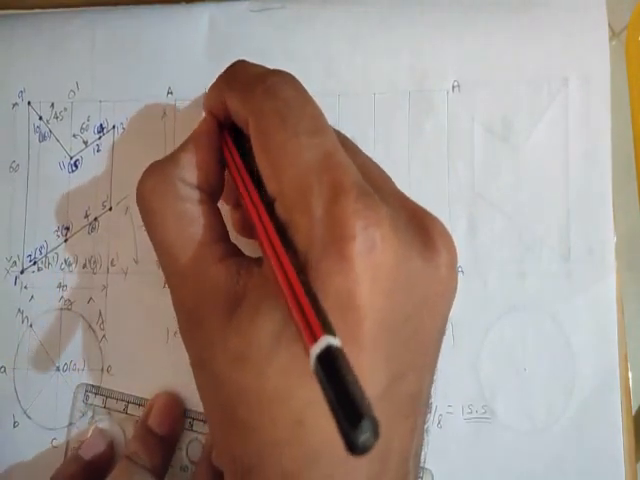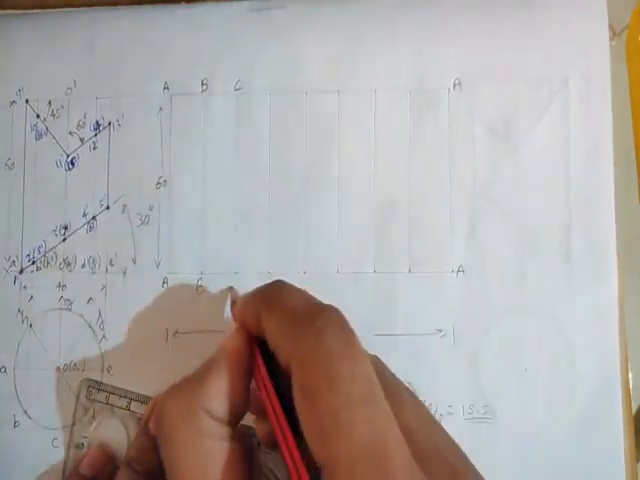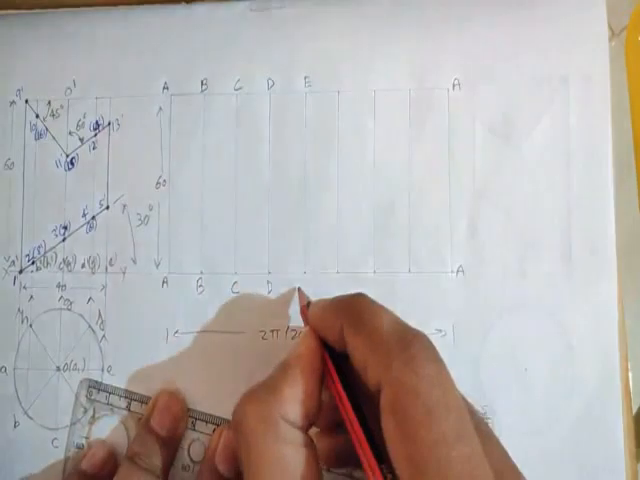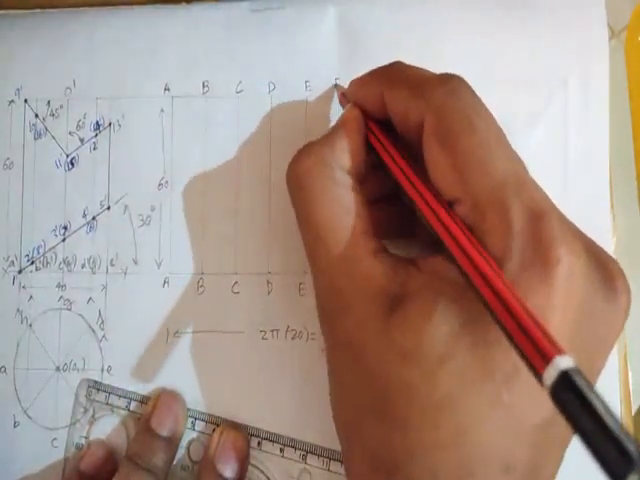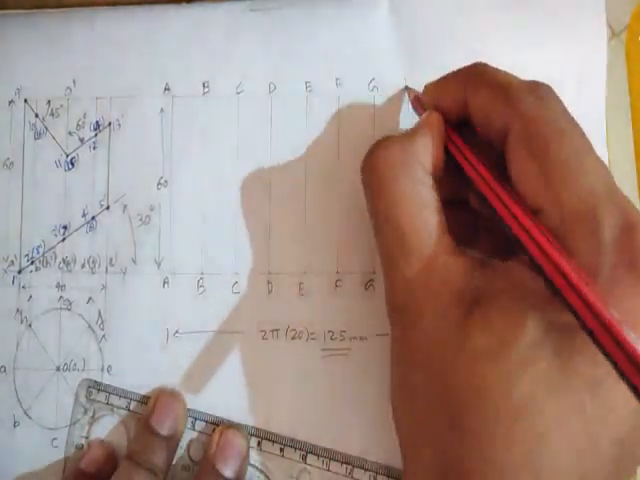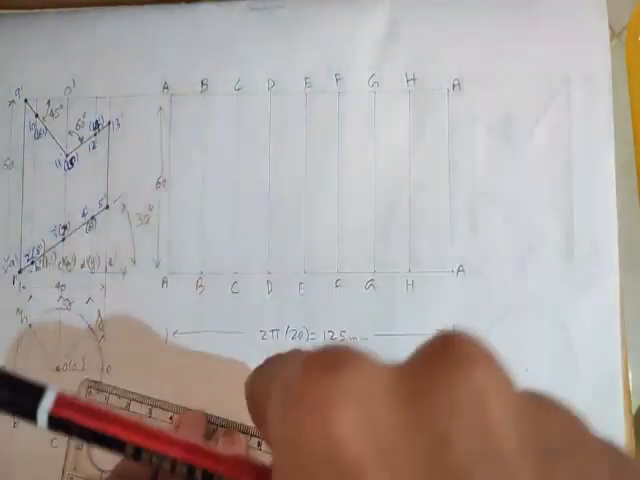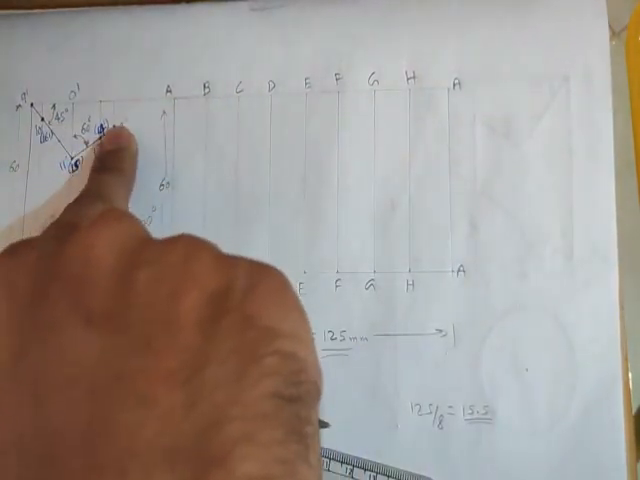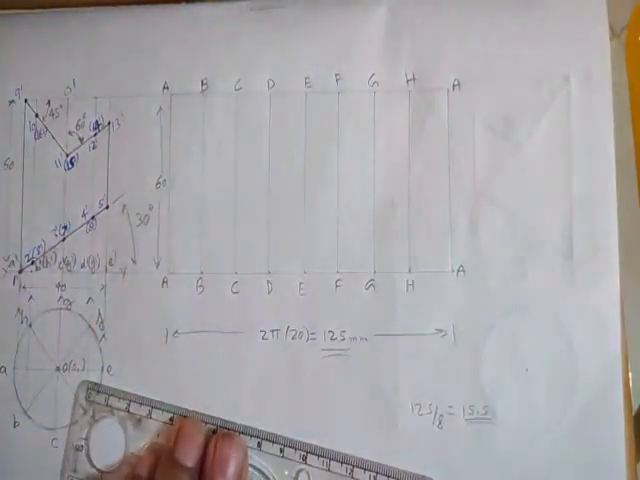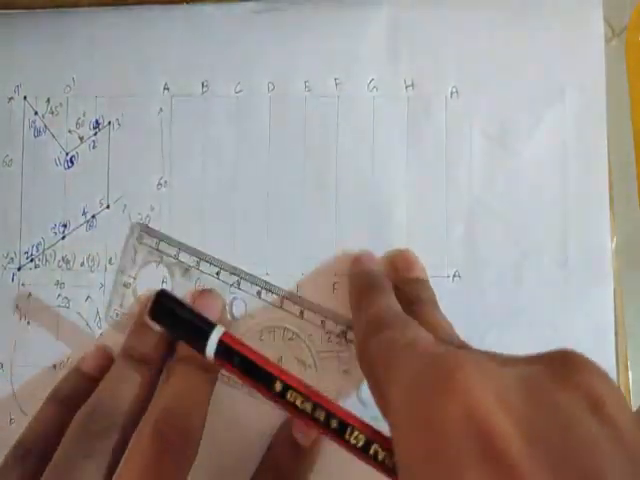So this is B, this is C, D, E, F, G, H and A. Now I have written on both the sides because I am dealing with multiple cutting planes. So I should have a reference of these generators everywhere. Okay, so the full development of the cylinder is ready.